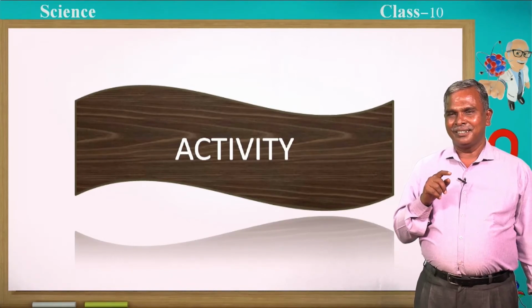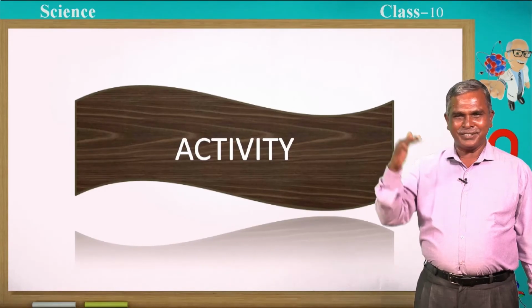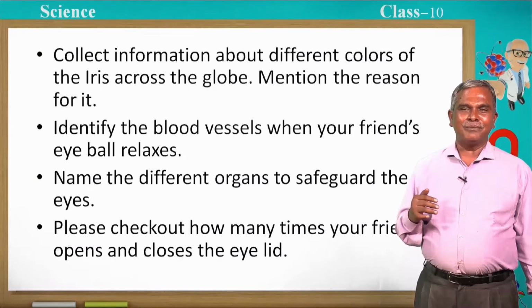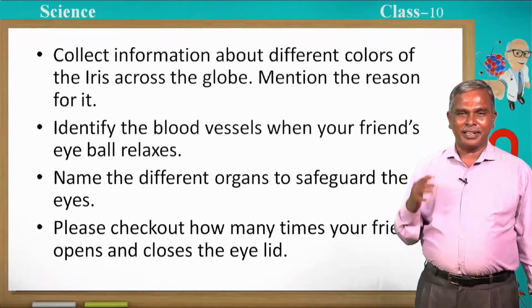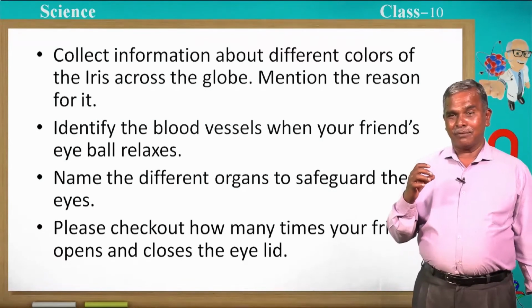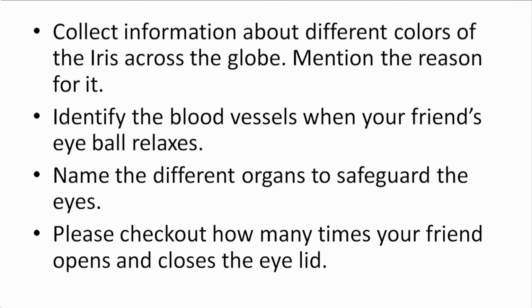Okay, children, very effectively you have answered all the questions. From my side, thanks to each and every student. Now, I would like to give some activity to you. Collect information about the colors of the iris across the world, and sometimes if your friend's eye gets expanded, you see the blood vessels, and name the different organs to safeguard the eyes like the eyelid and some other organs. And please check how many times your friend opens and closes the eyelid in 1 minute. So, do this activity, you will feel very happy.